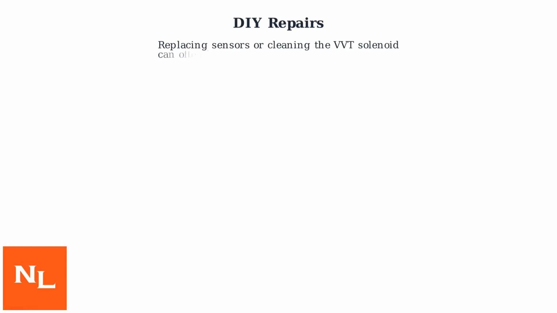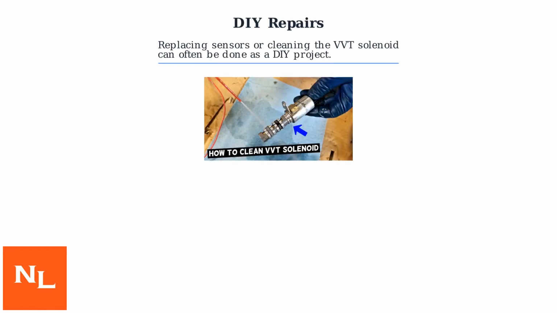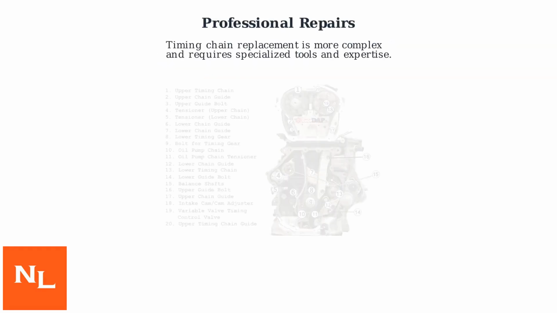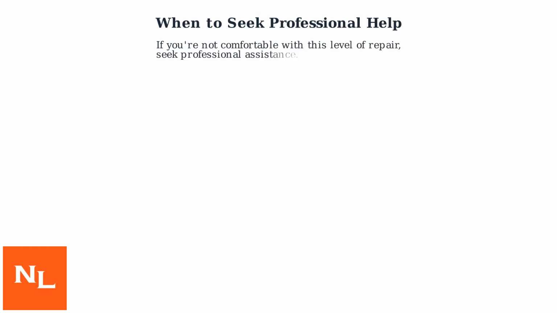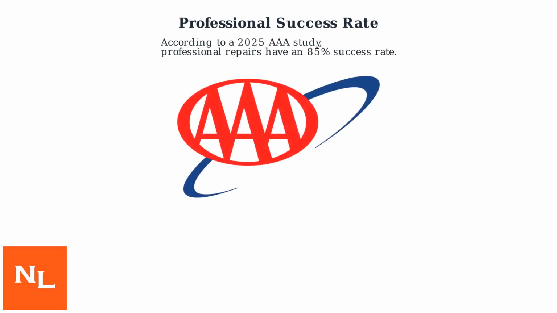Replacing sensors or cleaning the VVT solenoid can often be done as a DIY project. Timing chain replacement is more complex and typically requires specialized tools and expertise. If you're not comfortable with this level of repair, seek professional assistance. According to a 2025 AAA study, professional repairs have an 85% success rate. Regular maintenance helps prevent issues.